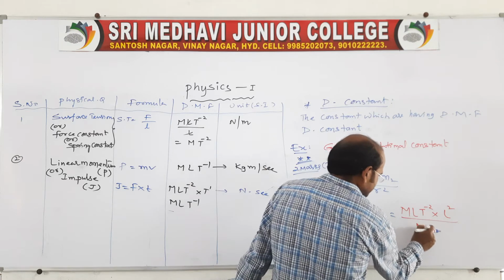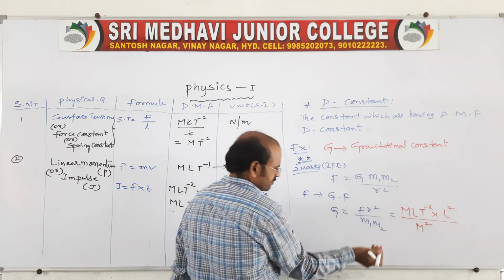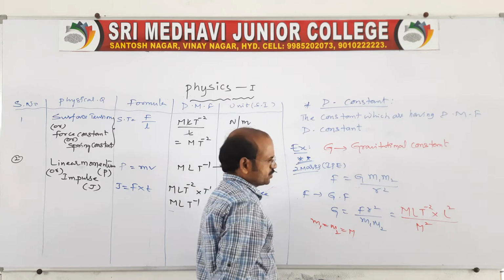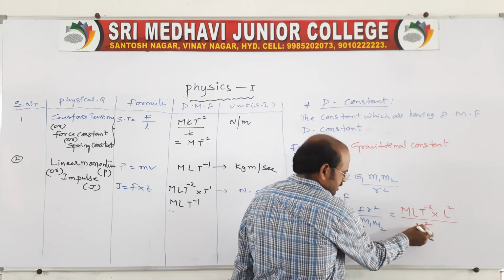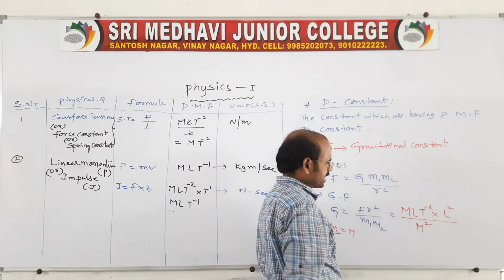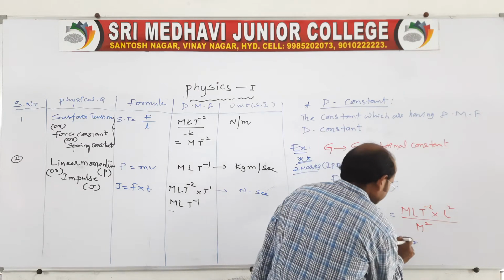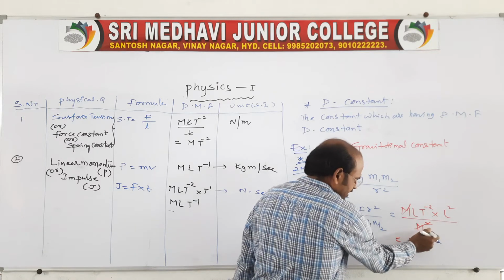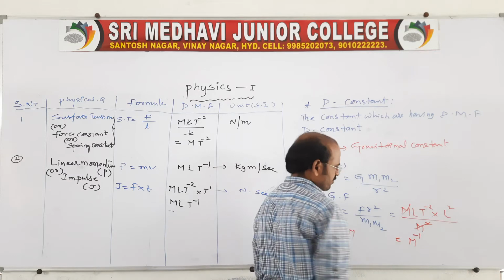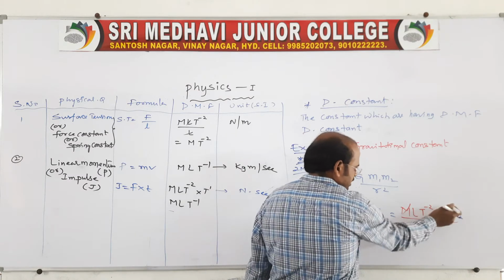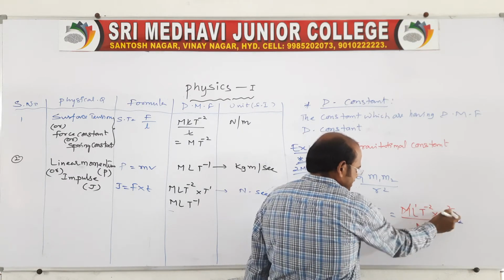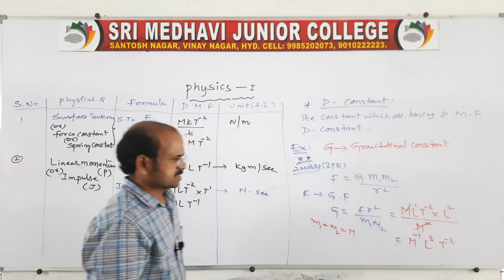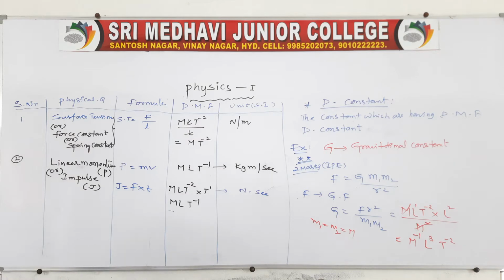Mass m1 m2, the dimension is capital M squared. Since it is in the denominator, you take it up, and it becomes a negative power. Cancel one M, one M is left, then taking it up gives M power minus 1. The bases are the same, so the powers are added, that is L power 1 and so on, giving M power minus 1 L cube T power minus 2. So this is the dimensional formula for the universal gravitational constant.